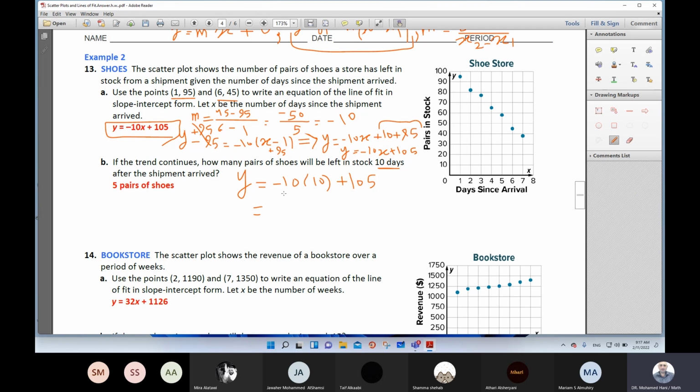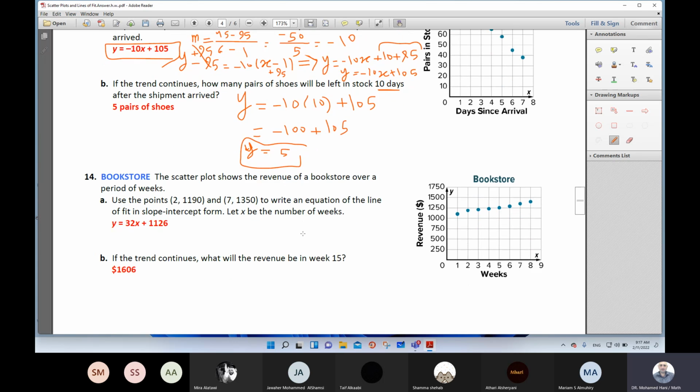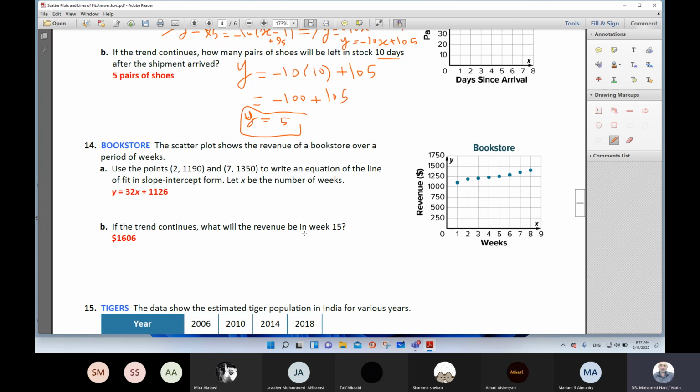So negative 10 times 10 will be negative 100 plus 105. So means y equal 5. Negative 100 plus 105 will be 5. Here the same idea.